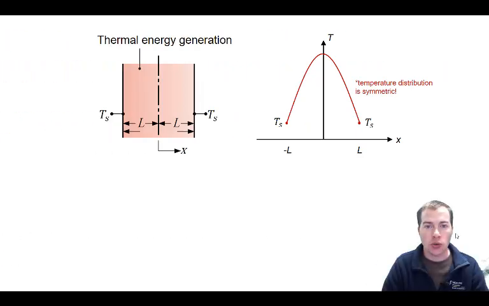One thing to note, regardless of your sketch, is that because the surface temperature is the same on both sides of the fuel element, we can expect the distribution of temperature, whatever it may look like, to be symmetric. To be symmetric means the problem is the same on both sides. To the left of the y-axis, to the left of the temperature axis, the shape of the curve is identical to that on the right side of the temperature axis.